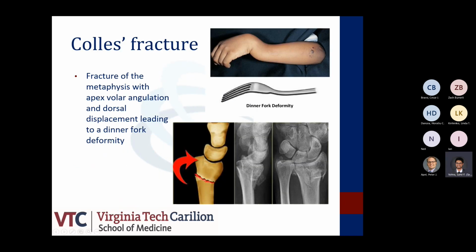So going through some of the eponyms of the fractures, Colles' fracture is a fracture of the metaphysis with apex volar angulation and dorsal displacement, leading to this classic dinner fork deformity, as depicted here. This is obviously a child, but that's the classic distal radius fracture you'll see. And then depicted down here, in picture and radiographs, is that dorsal angulation through the metaphysis.